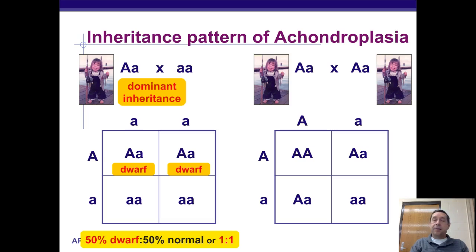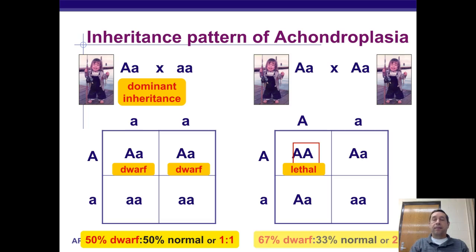But instead, it's a little different because the homozygous dominant individuals, that's lethal. So the fetus is not going to survive. So what you actually see is a 2 to 1 ratio, or a 67% chance of having a child with dwarfism and a 33% chance that the child will have normal height.